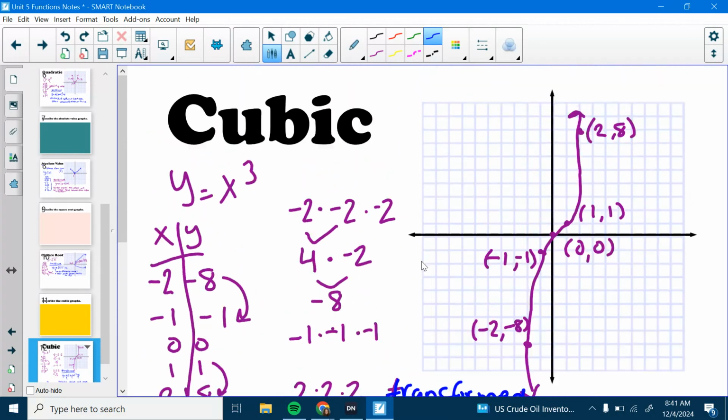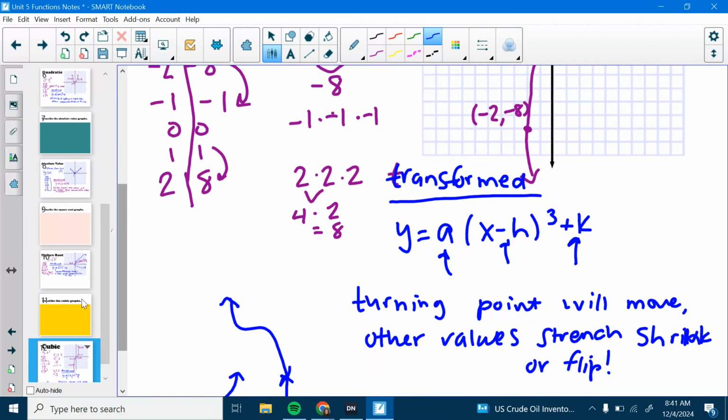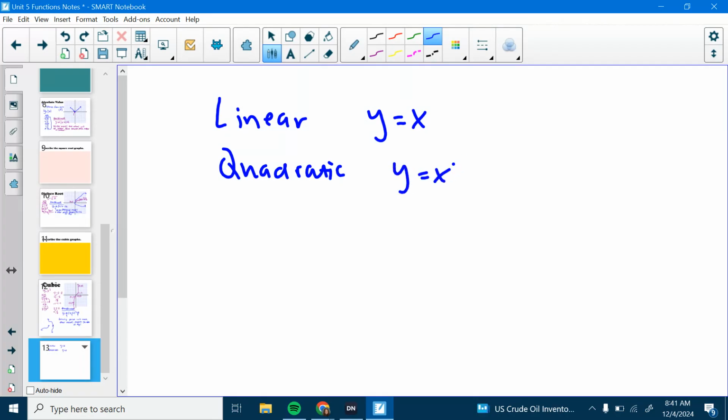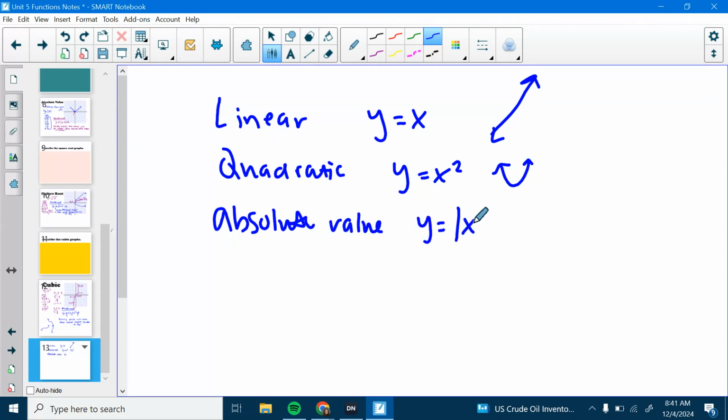So these are our 5 different parent functions, okay? To summarize them up, our linear is y is equal to x. Quadratic is y is equal to x squared. And our linear is a nice straight line. Our quadratic makes a U. Our absolute value is y equals absolute value of x, which makes a nice V shape.